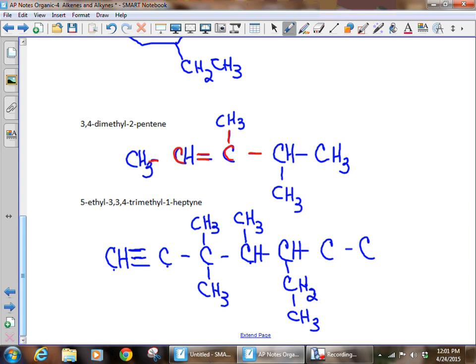The next one only has 2, so it's going to need 2 hydrogens, and of course the end one, if there are no other branches, always gets 3. So there's the structure for 5-ethyl-3,3,4-trimethyl-1-heptyne.